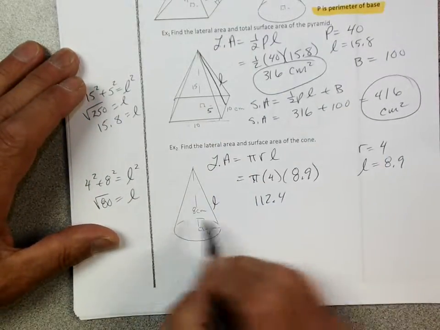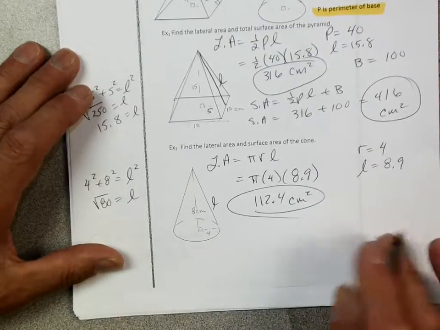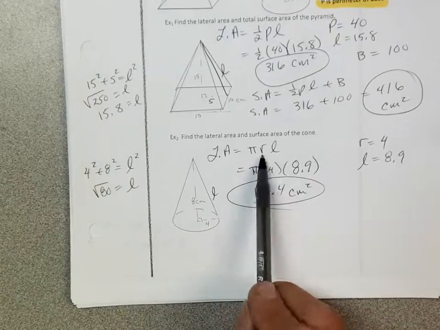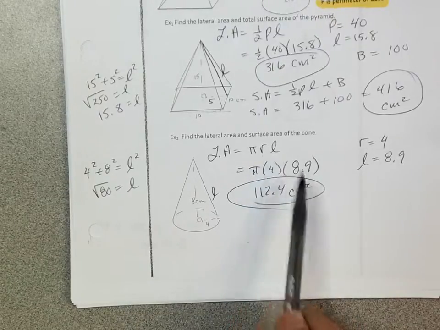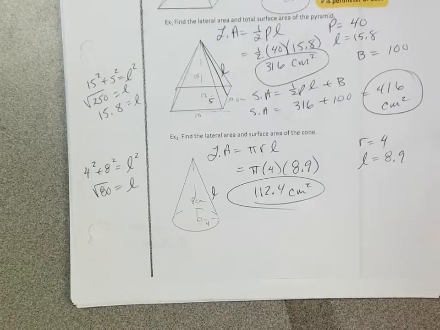And again, centimeters, it's area. It is area, so centimeters squared. Okay, so just plug things in the formula. The radius is 4. The slanted height is 8.9, and just use my calculator. Okay. Now, total surface area, let's add in the bottom, which is the circle.